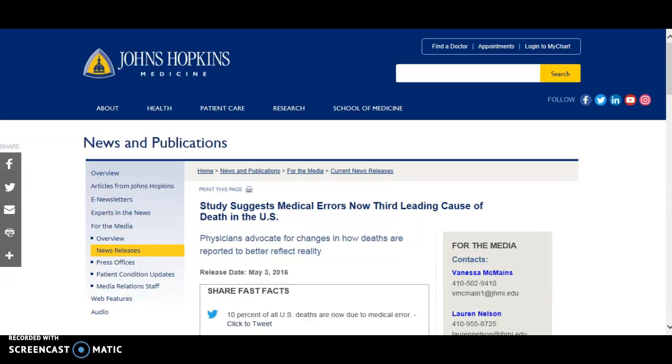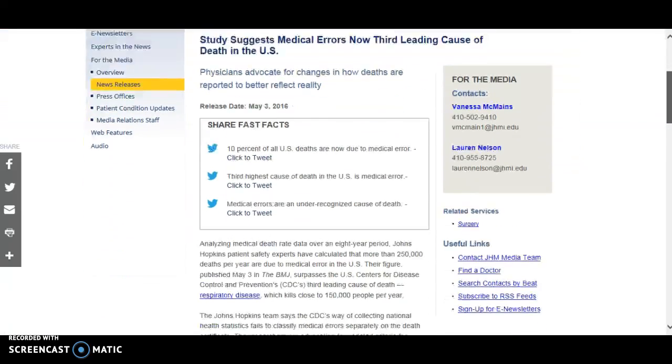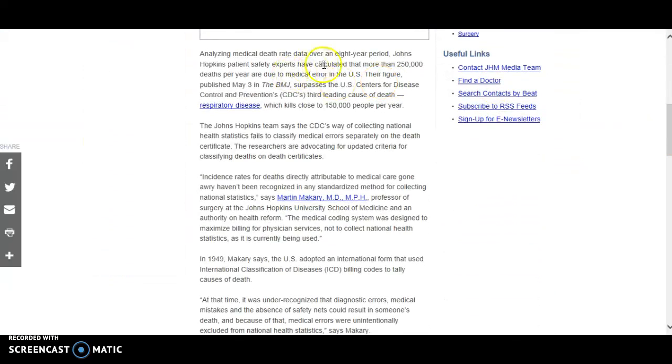Medical errors are currently the third leading cause of death in the U.S. Not sure how this got so out of control, but studies would suggest medical errors are now the third leading cause of death. I found this article from Johns Hopkins, and it talks about analyzing medical death rate over an 8-year period. Johns Hopkins patient safety experts have calculated that more than 250,000 deaths per year are due to medical errors in the U.S. The CDC's way of collecting national health statistics fails to classify medical errors.